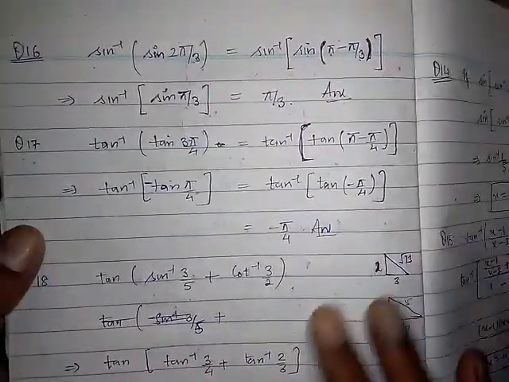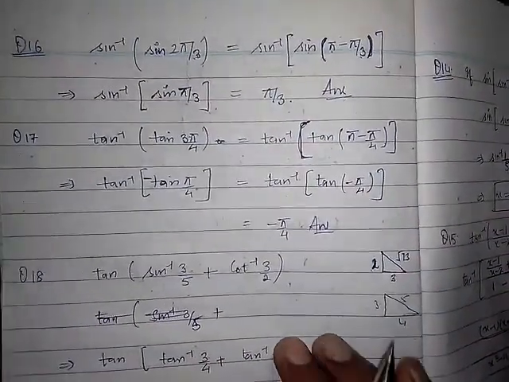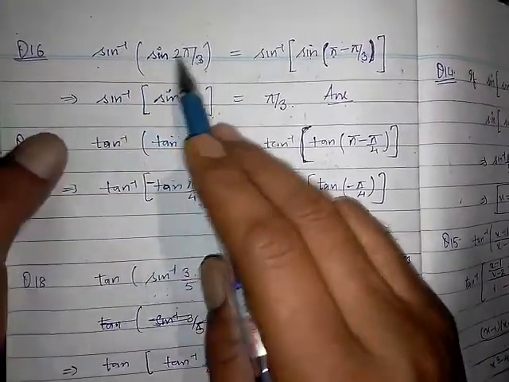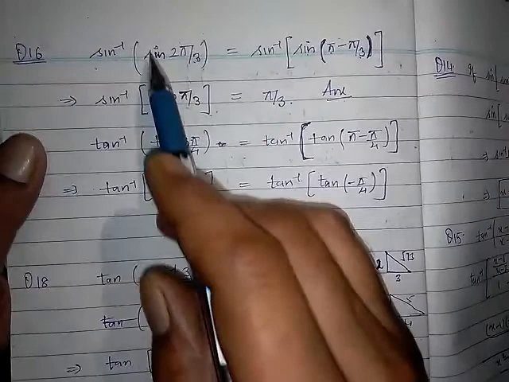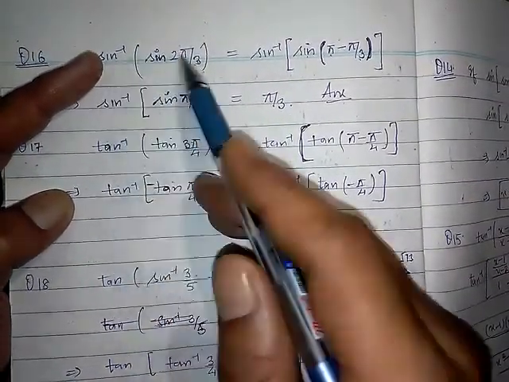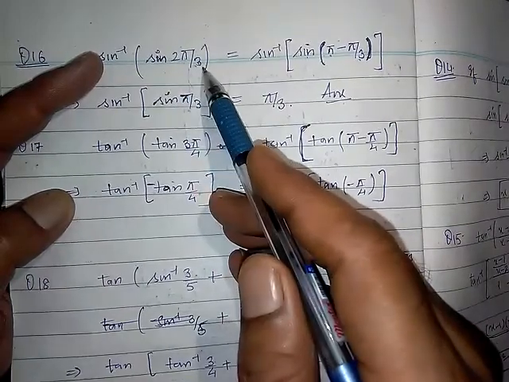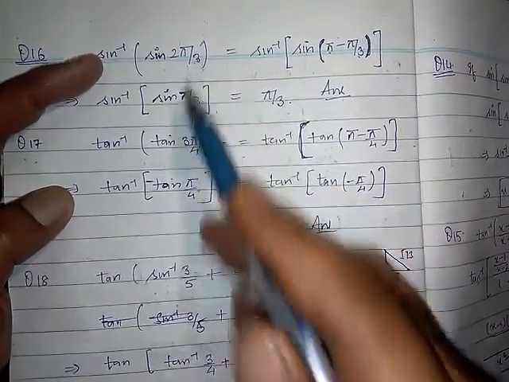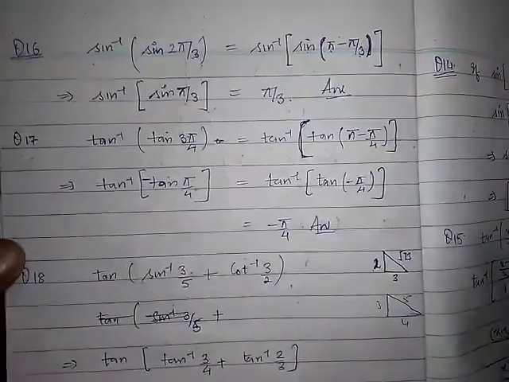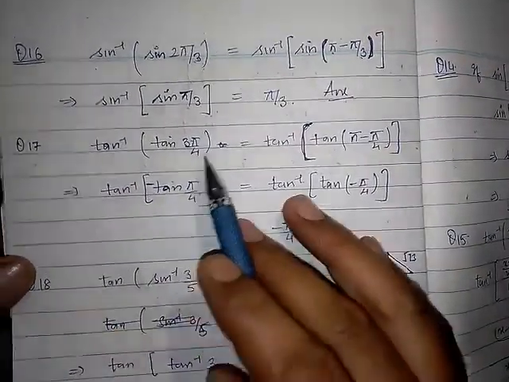And that is a simple part as we have done earlier in the starting exercise. So find the value of sine inverse sine 2 pi by 3. Now you can say here that sine and sine inverse can be cancelled out directly. We can get the angle 2 pi by 3, right? So think about this. Is it possible? No, it is not possible over here.